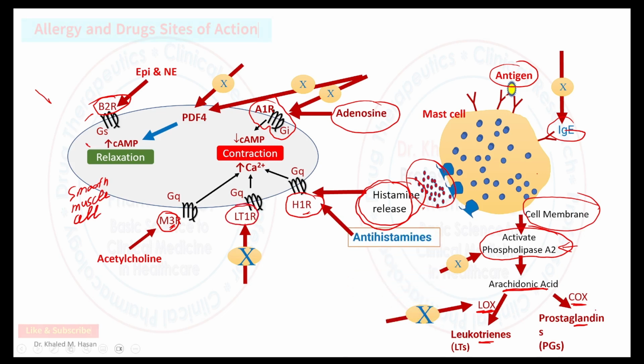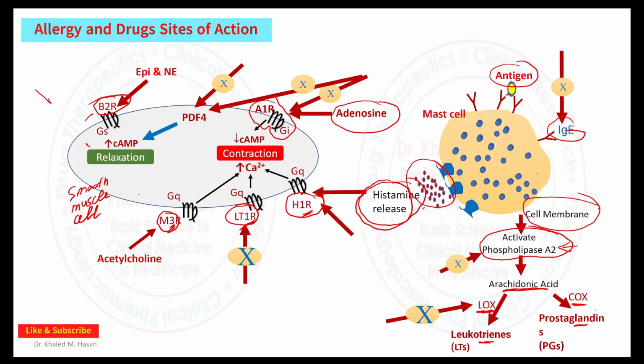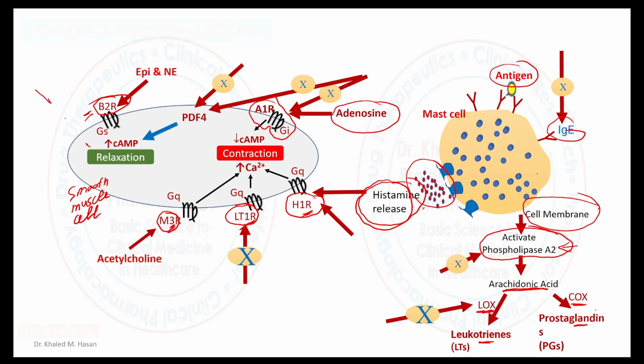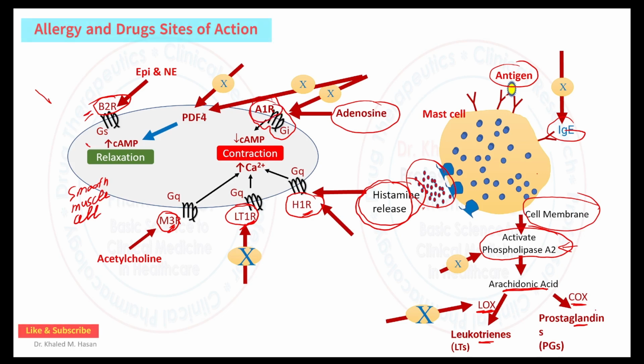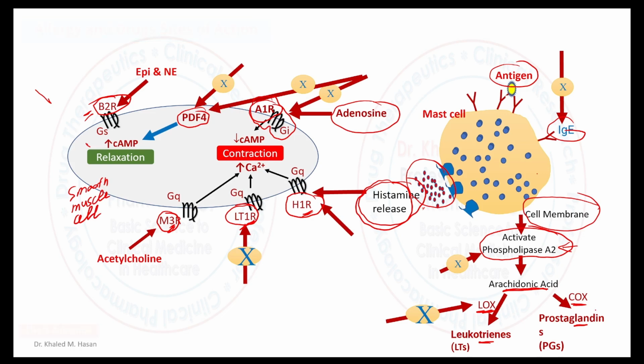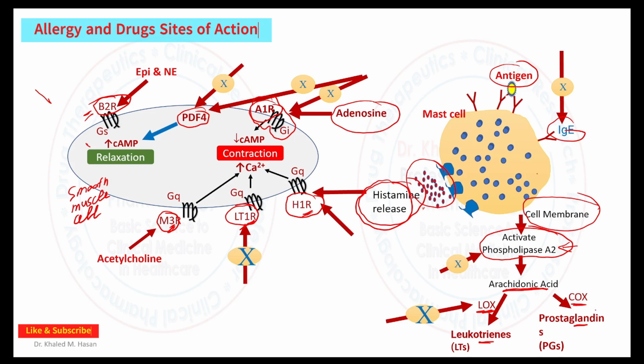Now we start talking about medication. I will go back a little bit. We need you to remember what we have here. We have the histamine receptor on the smooth muscle cells, the leukotriene receptor, the muscarinic receptor, the beta 2 receptor, the adenosine receptor, and PDE, which stands for phosphodiesterase. All these receptors are available on the effector cells, the smooth muscle cells. I will repeat: histamine receptor, leukotriene, muscarinic, beta 2 adrenergic, phosphodiesterase, adenosine receptor.